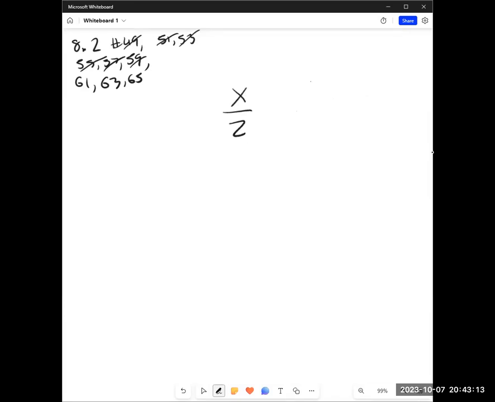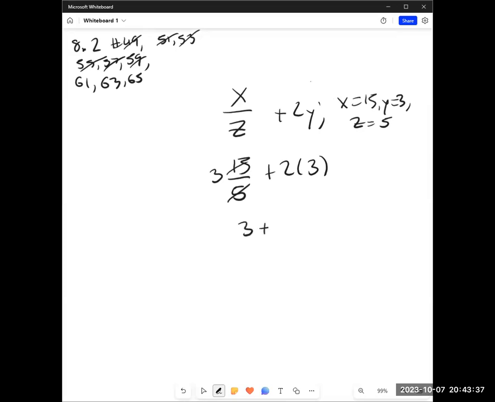Now we have x divided by z plus 2y. x equals 15, y equals 3, z equals 5. 15 divided by 5 plus 2 times 3. So division first is 3 plus 2 times 3 is 3 plus 6 is 9. That division only happened first because it was to the left of the multiplication.